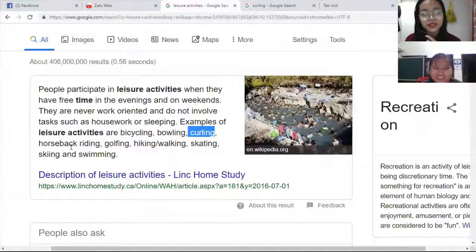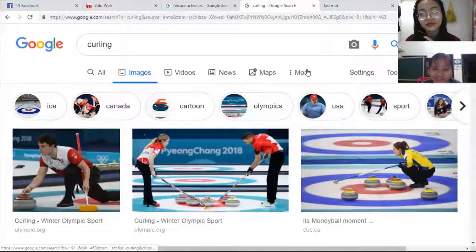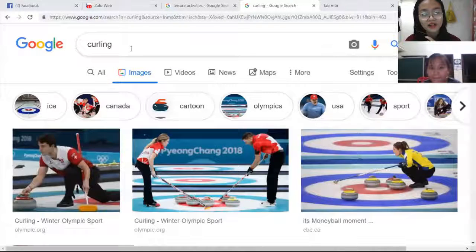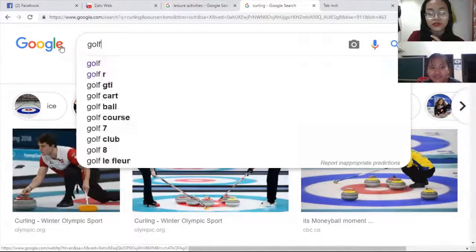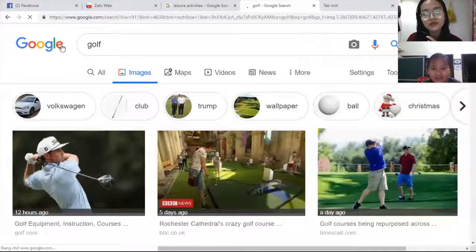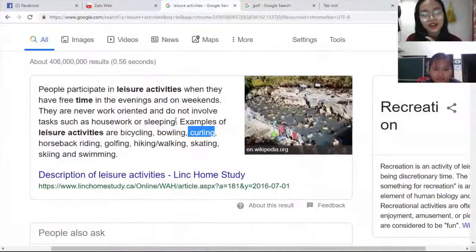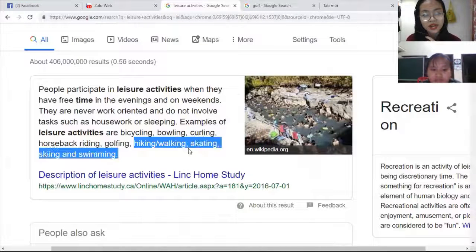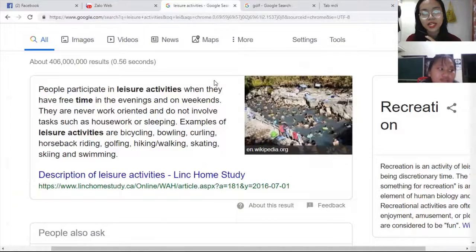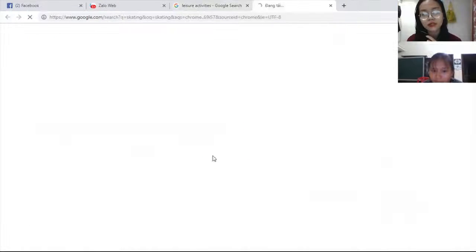Horseback riding, yes, a horse. Golfing. Have you ever played golf? No, didn't have a chance, right? But I think it's too difficult. Hiking and walking, what is it? Skating. Do you know skating? Skating is also a sport, but I think the younger people want to do that.